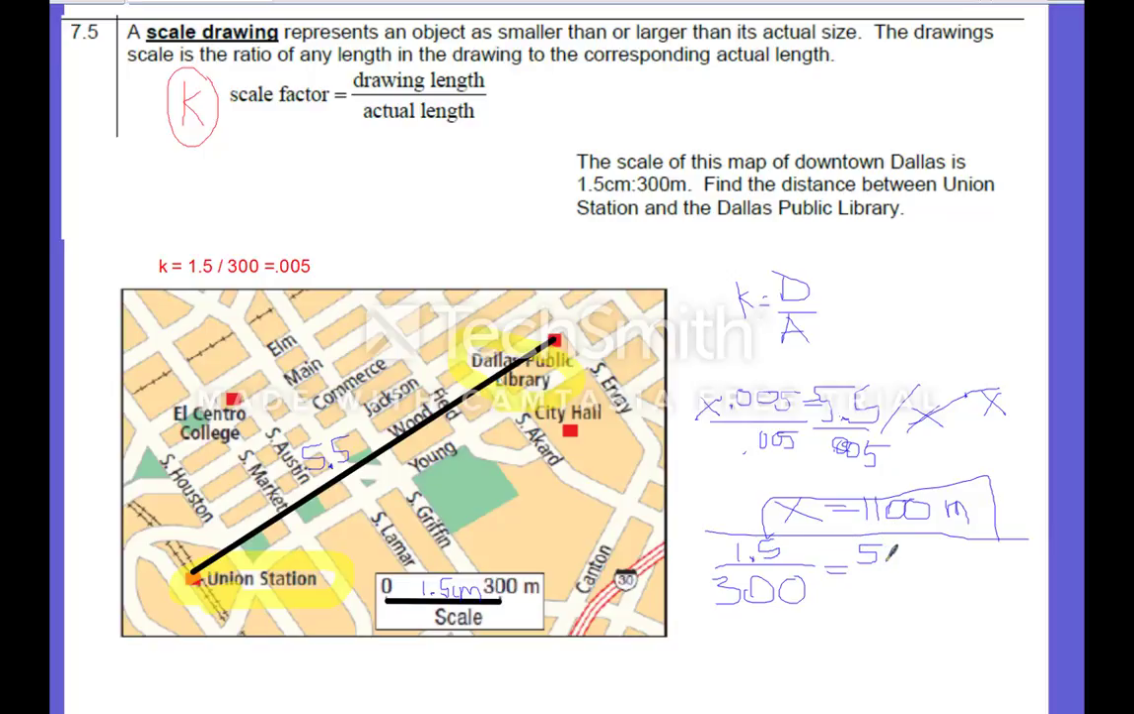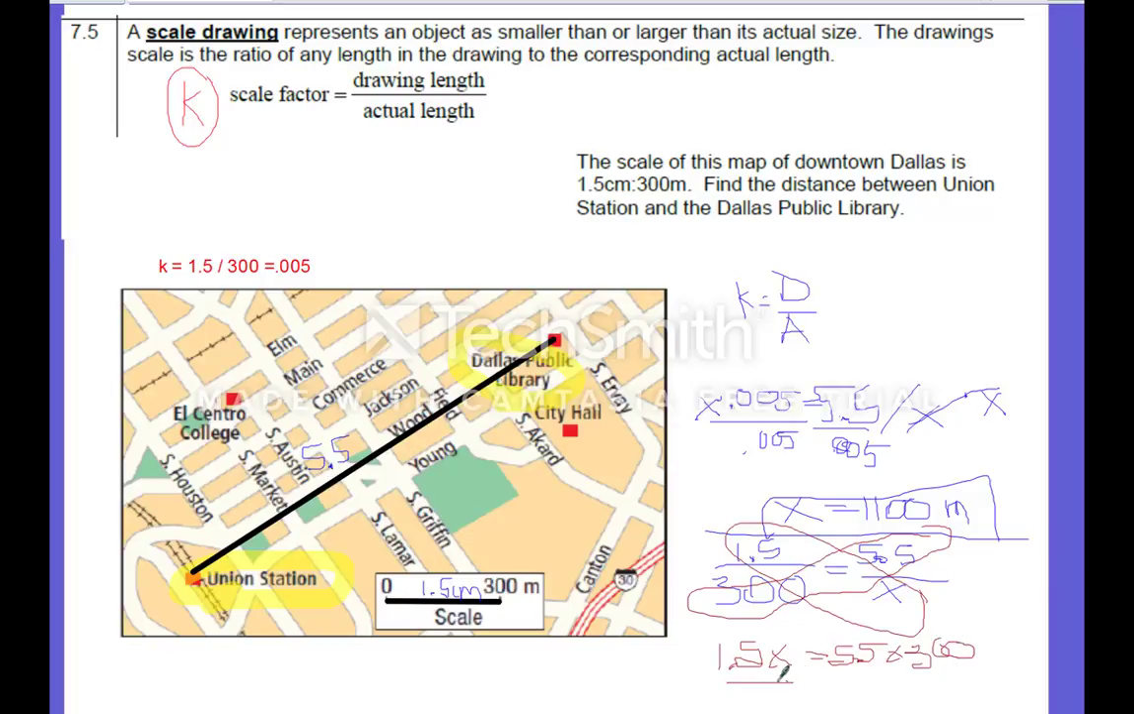5.5 over unknown. It's going to work out the same way, and then you will just go through and cross multiply if that's what you like to do, and sometimes that's more fun. So you have 1.5x equals 5.5 times 300.